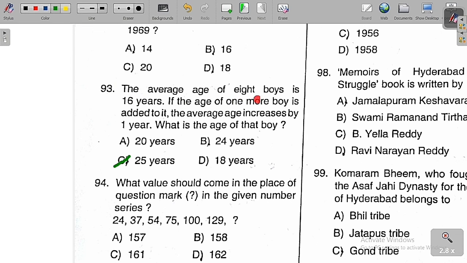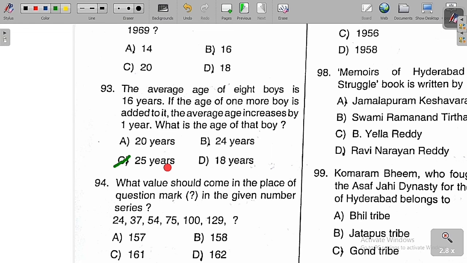The average age of 8 boys is 16 years. If the age of one more boy is added to it, the average age increases by 1 year. So what is the age of that new boy? Among the 4 options, option C, 25 years, is the correct solution of this question.